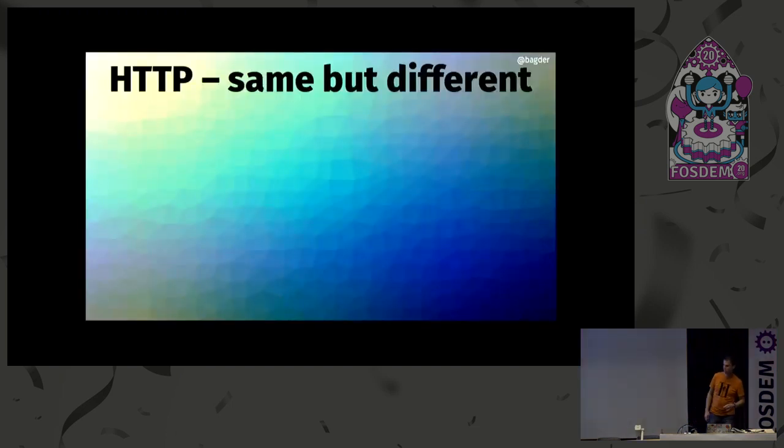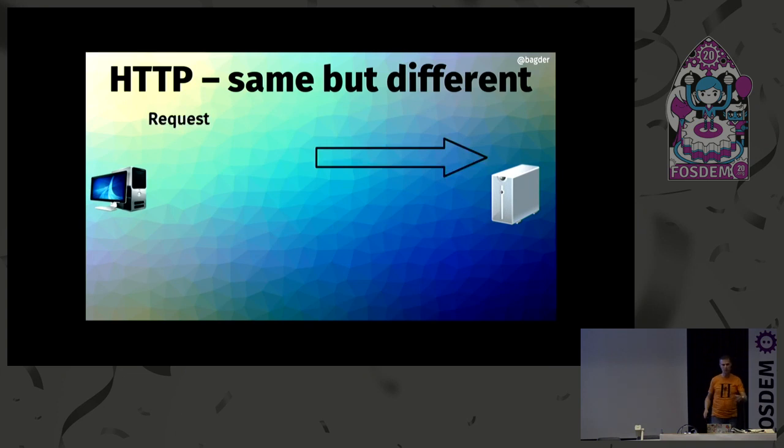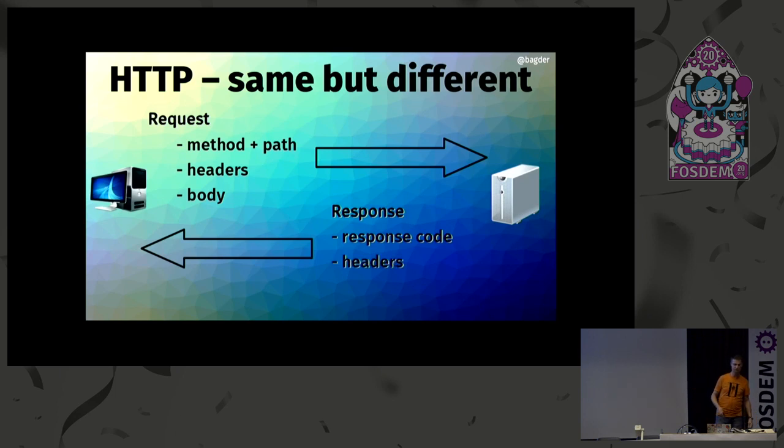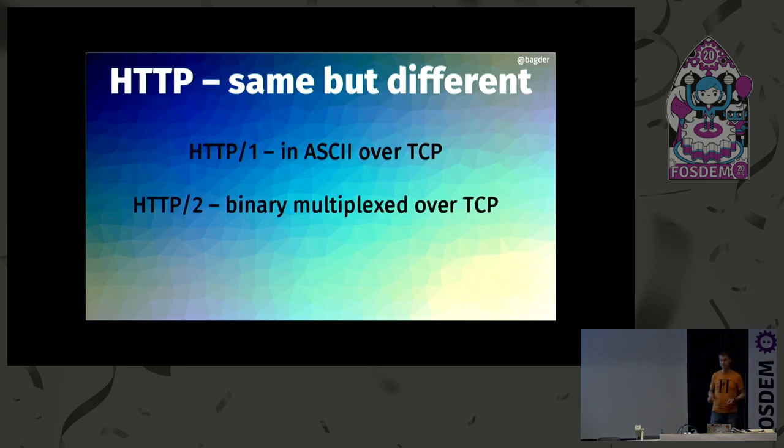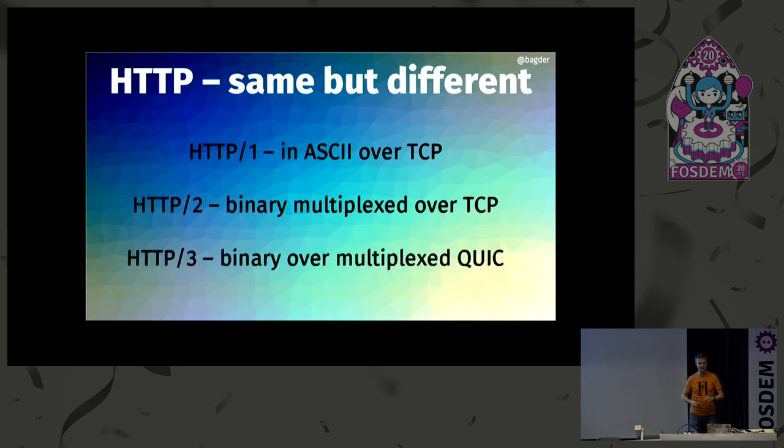HTTP is the same as always, right? That's me, and that's the server, and we send the request, and there's a method and path, and headers, maybe a body, and we get a response and headers and a body. I showed you in the beginning. That's HTTP, and it's still going to be that. Most people are not going to care about how it's being transferred over the wire. Doesn't matter. This is HTTP for us. HTTP is the same but different. We started out with a protocol in ASCII. We translated it to HTTP 2. We did everything binary, and we did all the multiplexing in the HTTP layer. And now we took away the multiplexing and put it in the QUIC layer instead. But we still basically have HTTP 2-like done over QUIC.